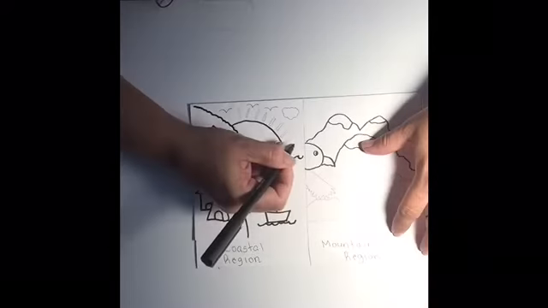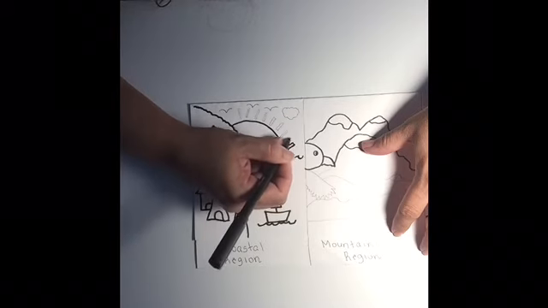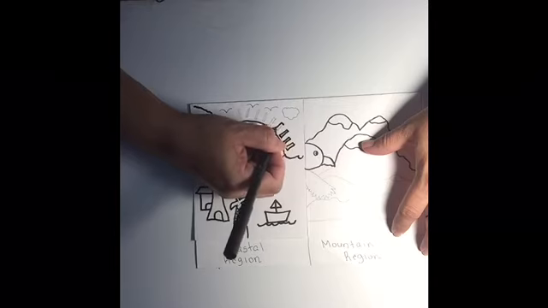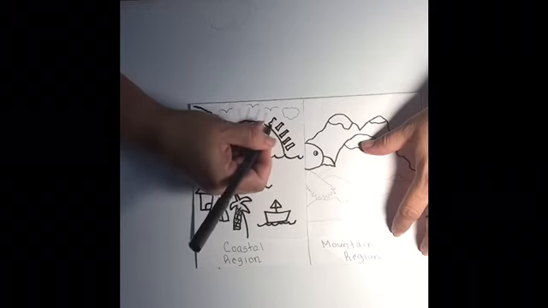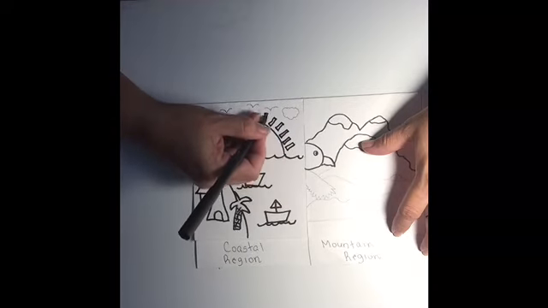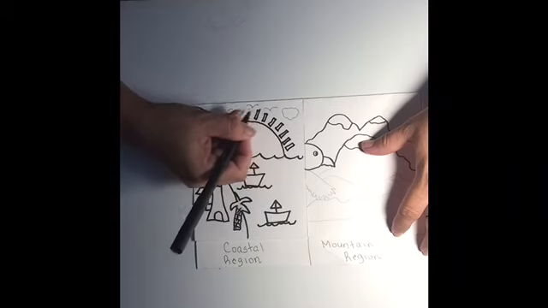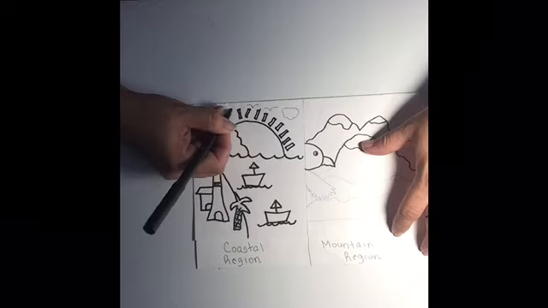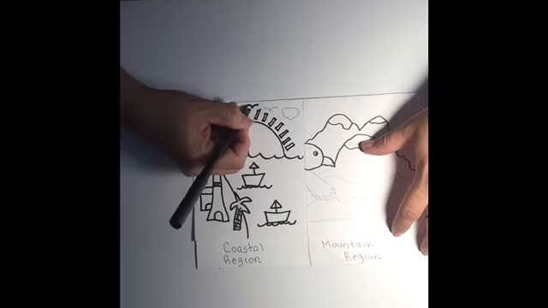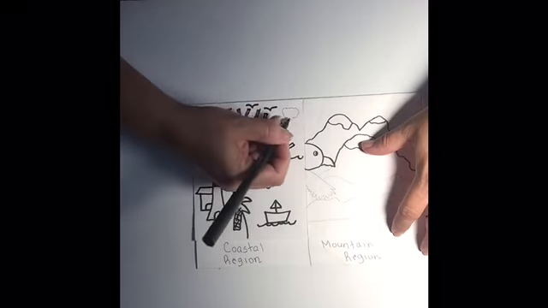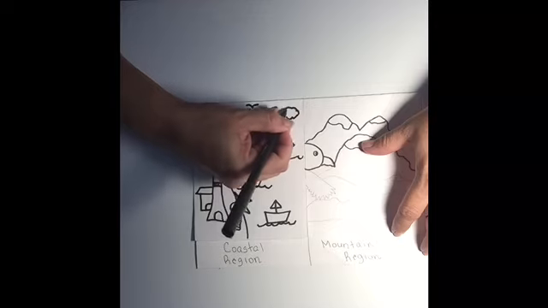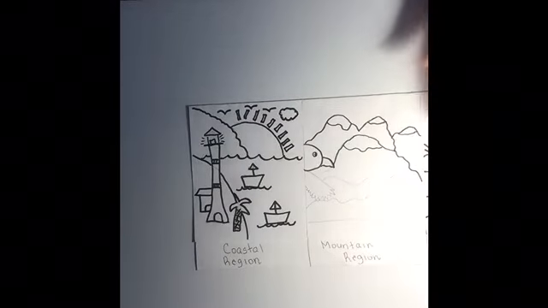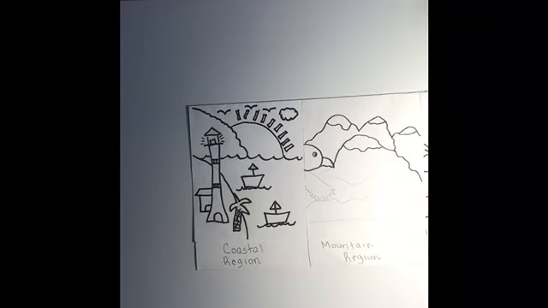There's my sun. You can make your sun however you want it to look. Added some seagulls up top. And added a cloud, only because sometimes in San Diego, we still have our cloudy days. So that's what my coastal region picture looked like.